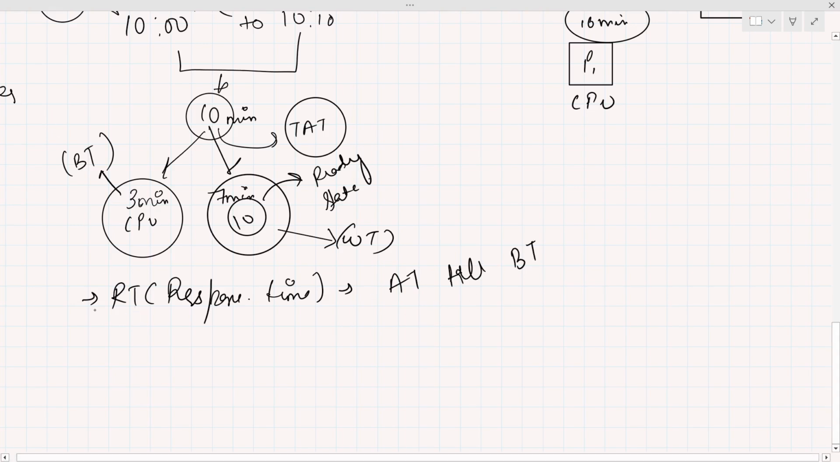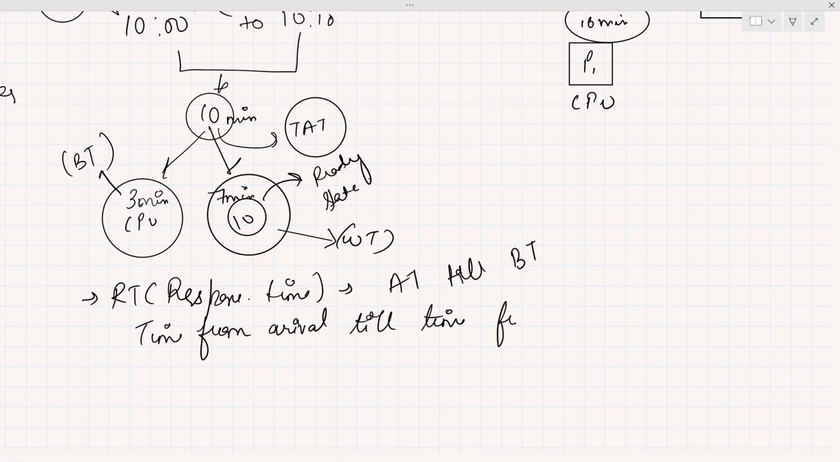So the time from arrival till the first execution of a process is basically the response time.